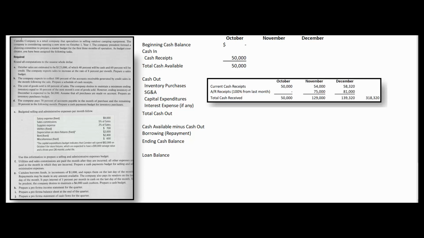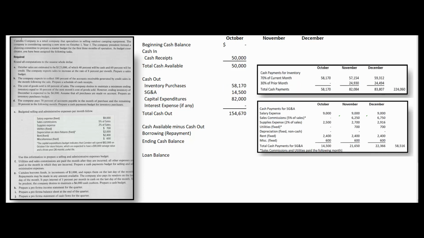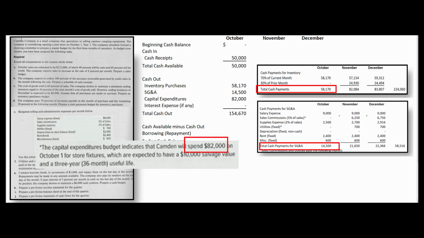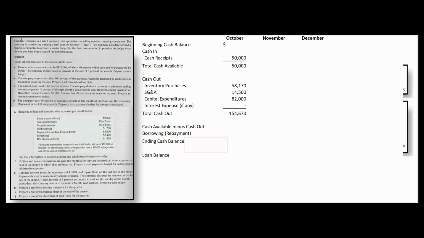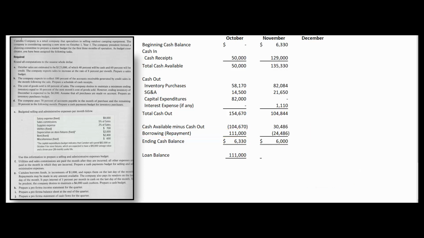Remember, from our cash receipts budget, we anticipate receiving $50,000 from our customers during the month of October. We anticipate spending $154,670 on inventory purchases, SG&A, and capital expenditures. That's the $82,000 for the fixtures and equipment. So we have a cash deficit of $104,670. We want to have at least $6,000 in the bank at the end of every month. That's this company's preference. So we'll borrow $111,000, which will leave us an ending cash balance of $6,330 and a loan balance of $111,000.